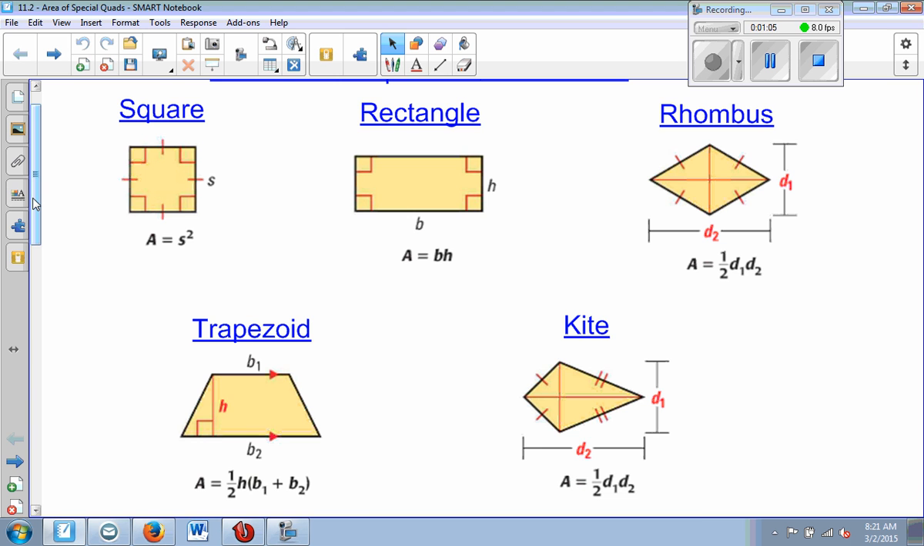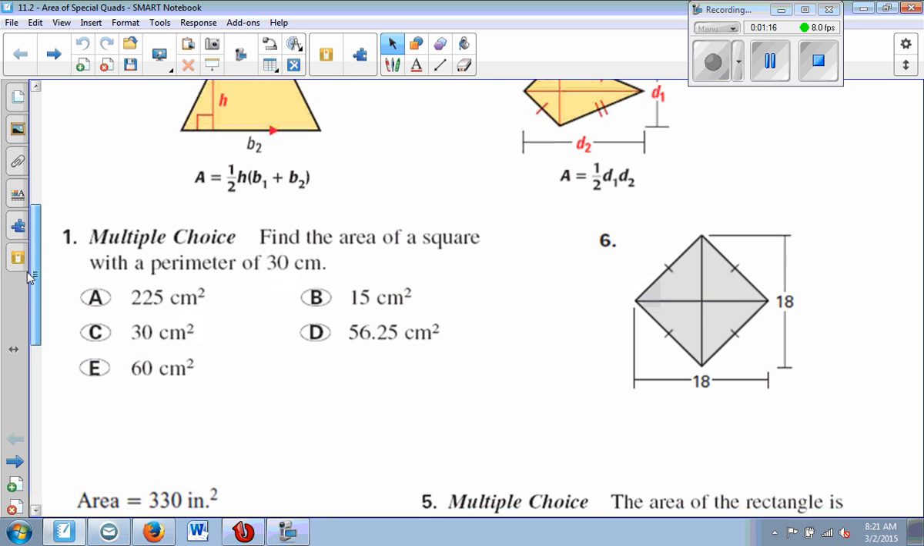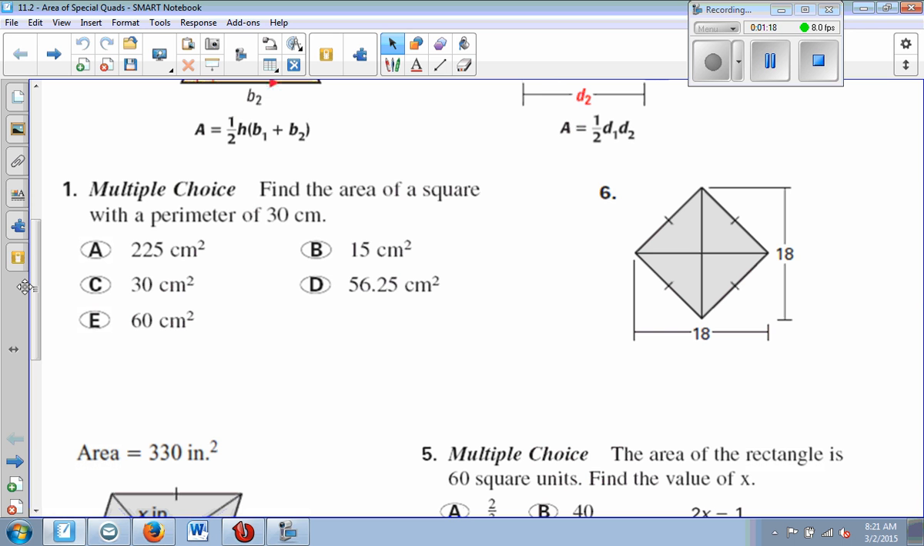Notice that it's diagonal times diagonal, not diagonal plus diagonal. The other one then is trapezoid, which has its own formula. It's 1/2 times the height of the trapezoid times the bases added together. So we're going to come down and we're just going to do a bunch of problems using the formulas given.